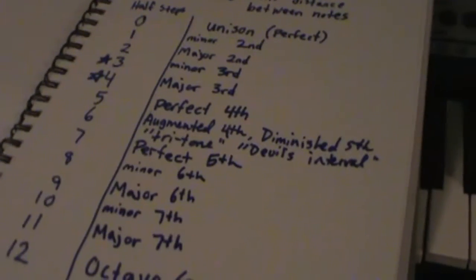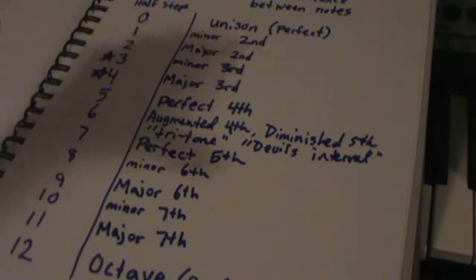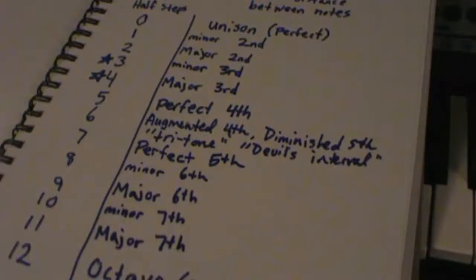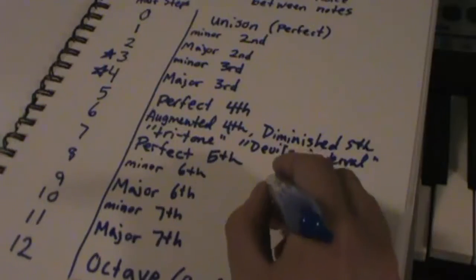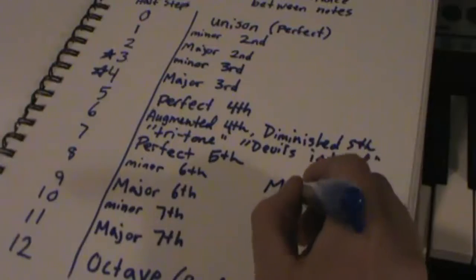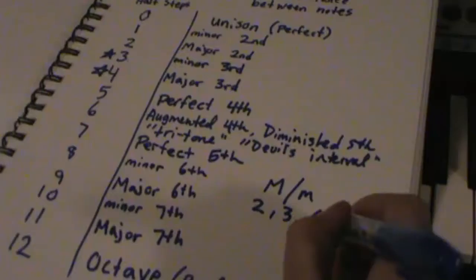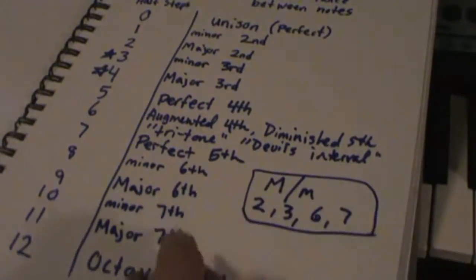Don't panic. It's really easy to remember. If you look at it real close, obviously 2, 3, 4, 5, 6, 7. That's all in numerical order. Seconds, thirds, sixths, and sevenths. There's a major, minor version of seconds, thirds, sixths, sevenths. Okay? If you can just remember that.